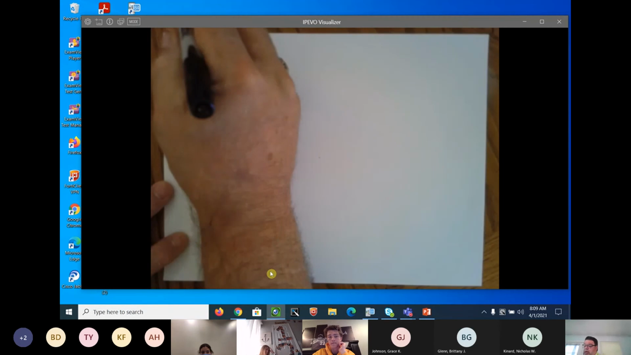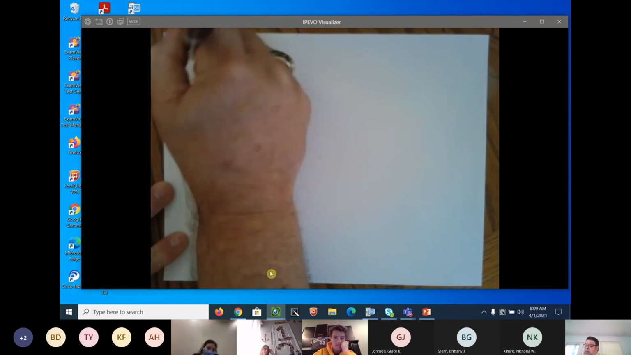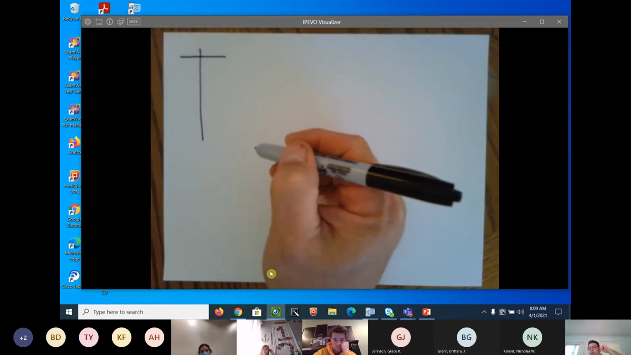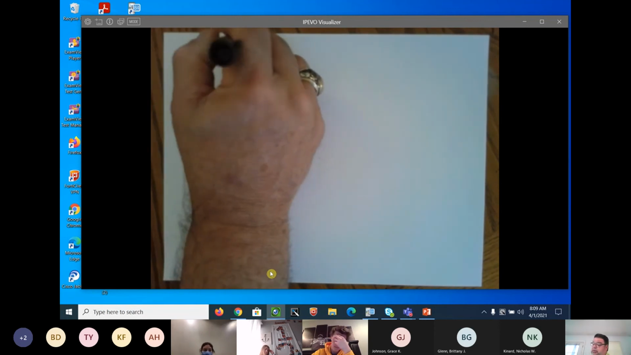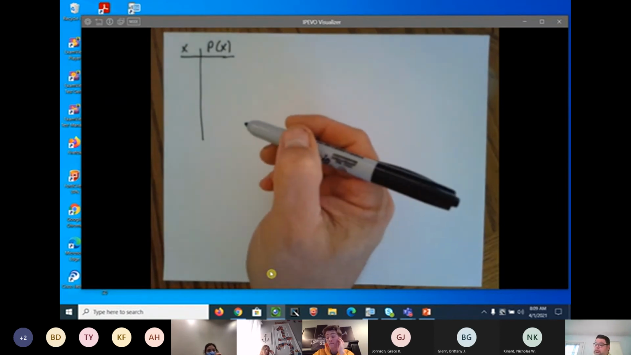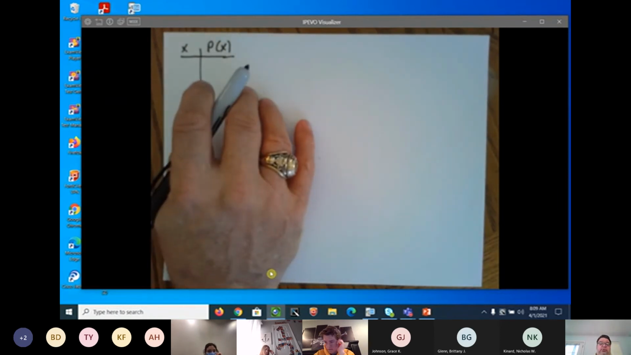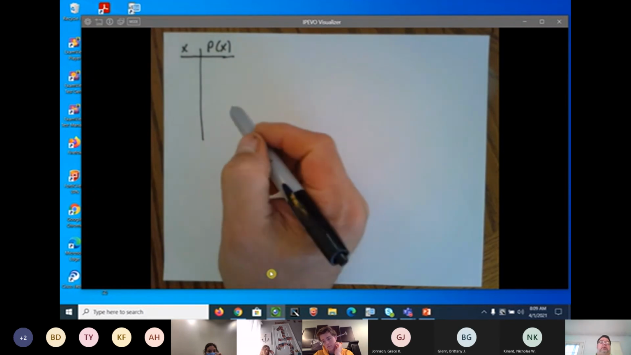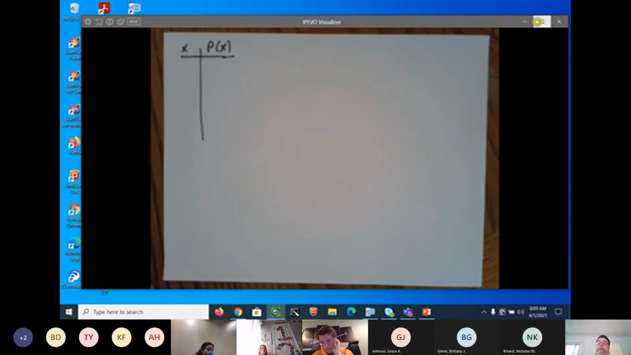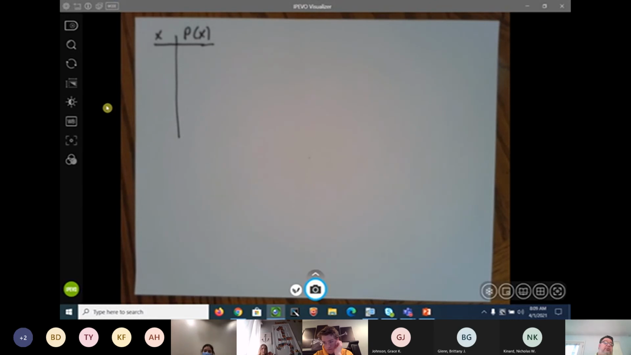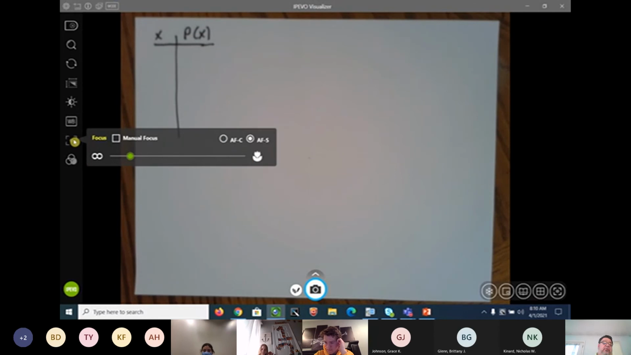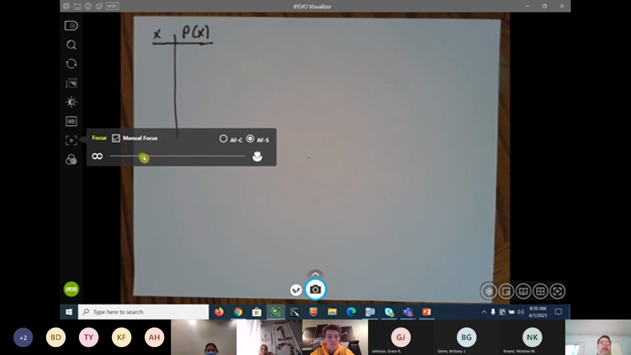So let's do a probability distribution with X and P of X. And this thing's supposed to autofocus and it's not autofocusing. Is that clear or does it need to be focused some more? And nobody's going to say anything. How do y'all expect me to do stuff if y'all not going to tell me anything? I mean, is that clear? That's clear. Thank you.